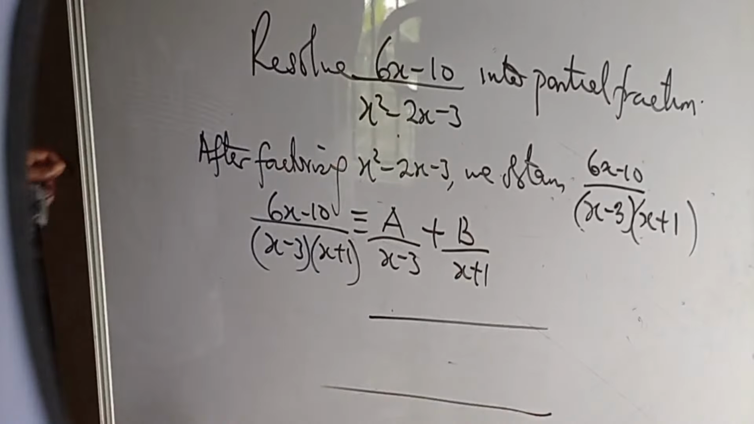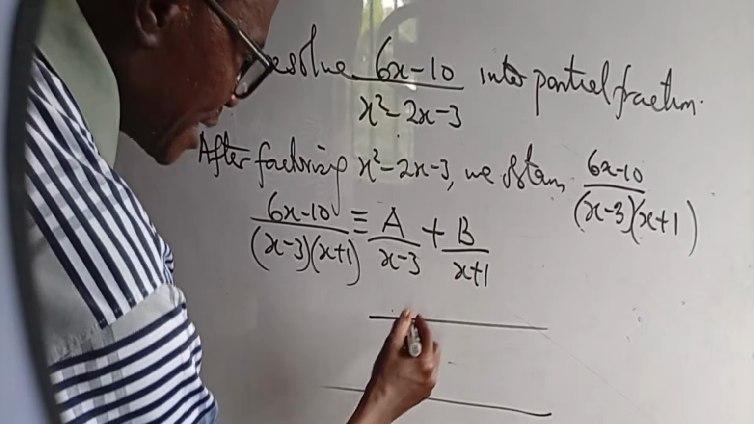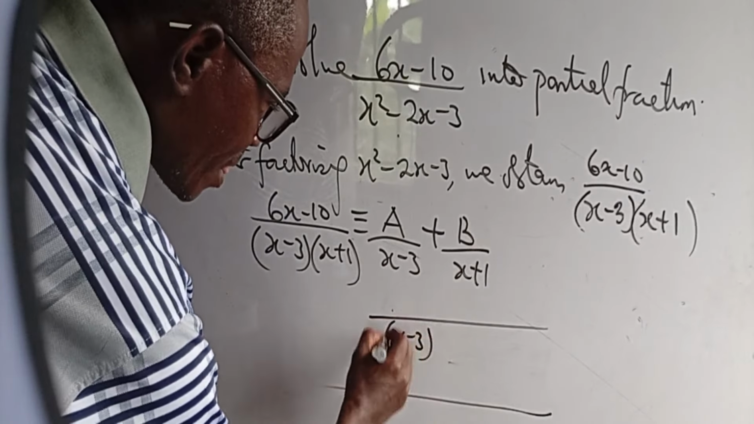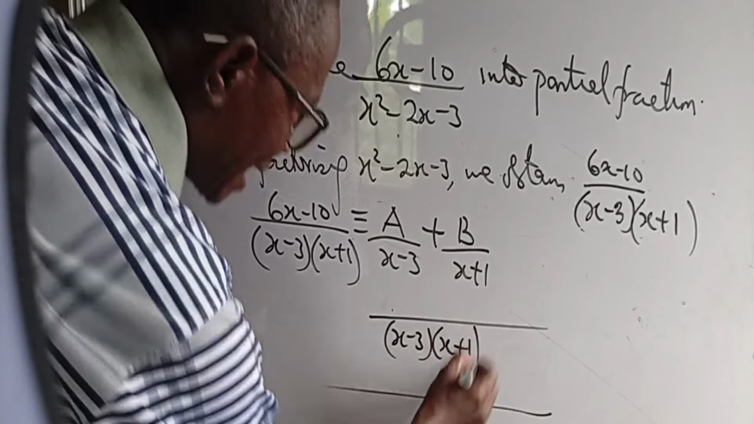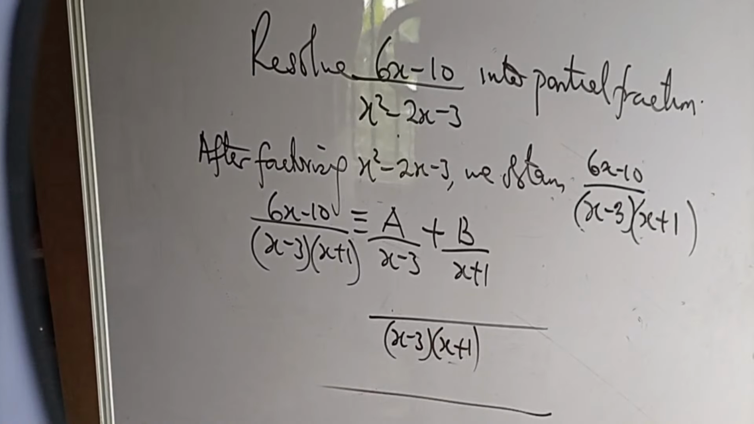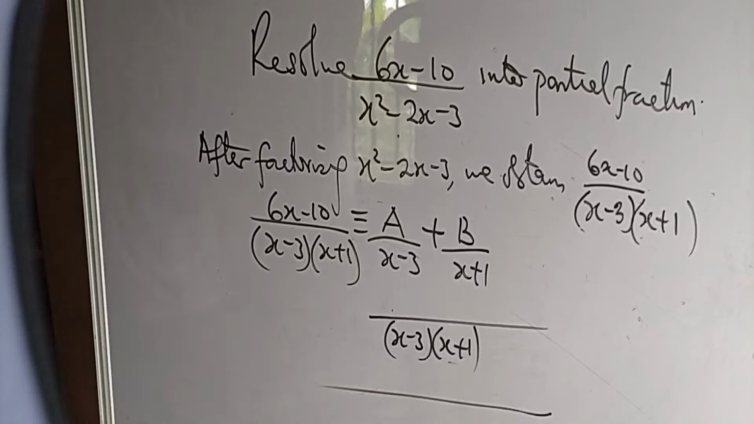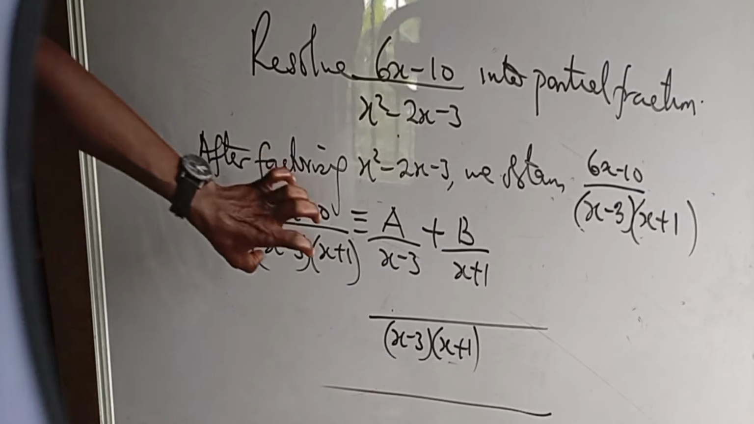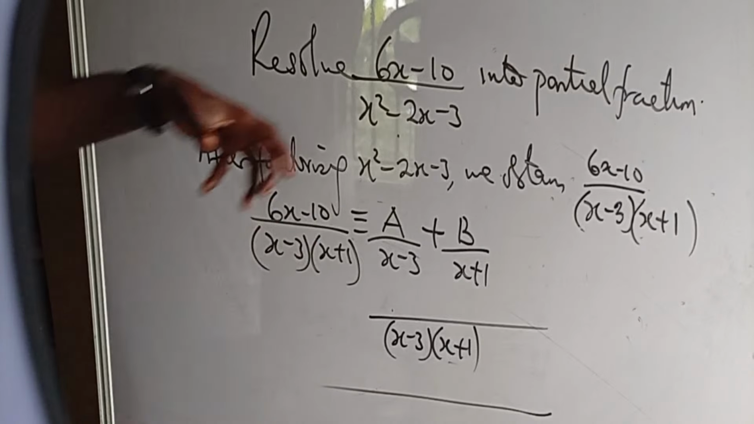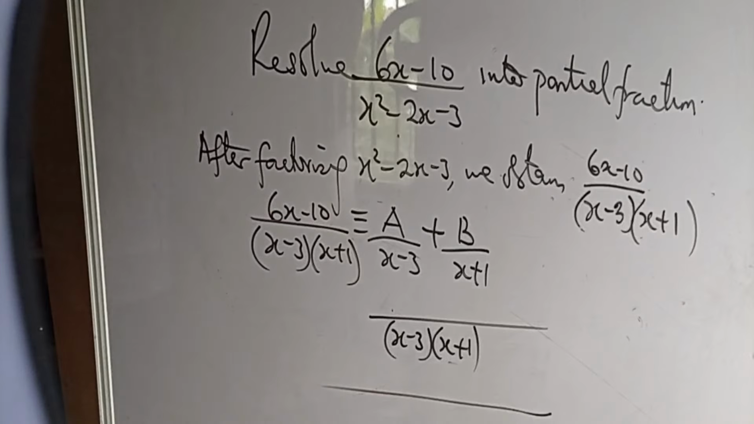So now, the next thing for us is to find the LCM. Don't waste your time. Just take this, multiply it by this. We have x minus 3, x plus 1 as your LCM. Now, we need only the right-hand side this time around because the right-hand side has given us the new partial fractions. The left-hand side has been decomposed into the right-hand side.